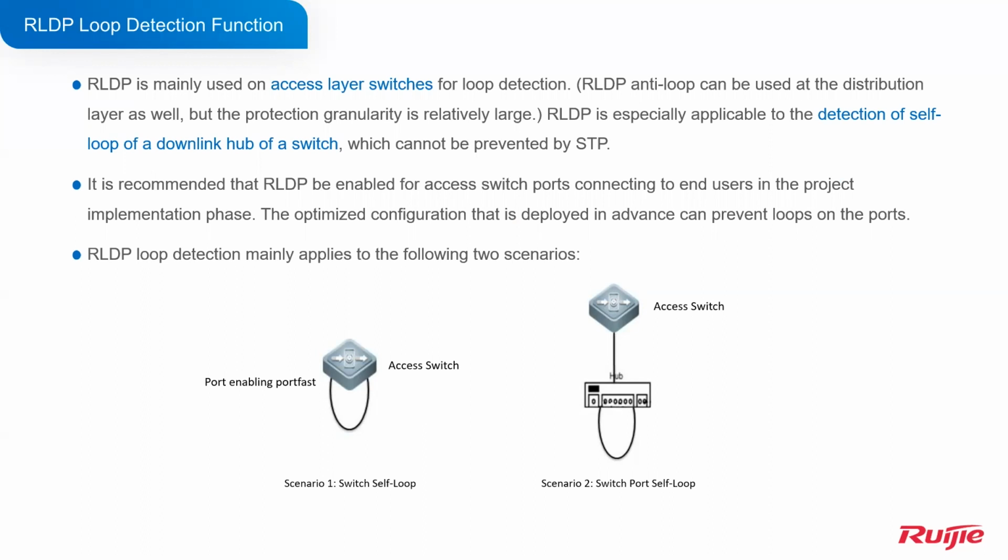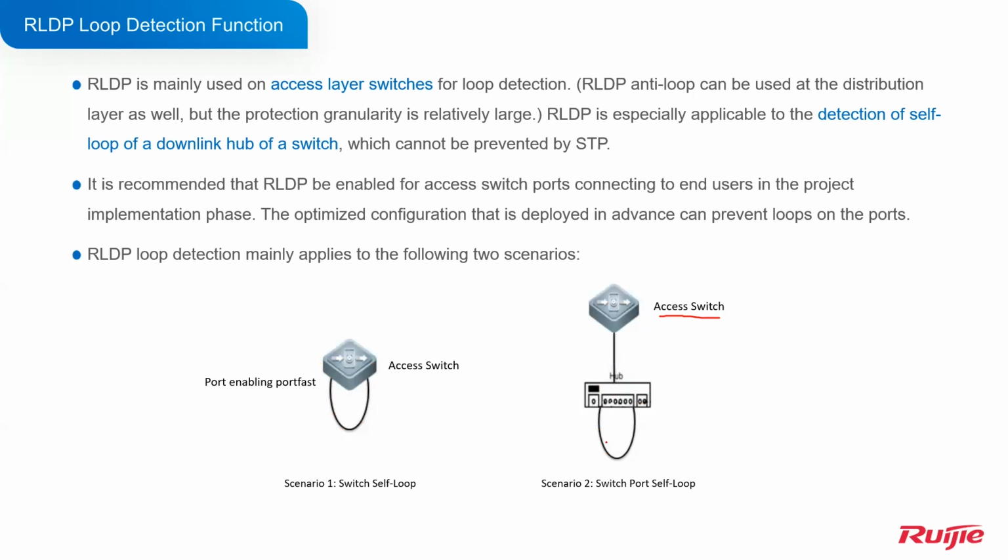But some of the loops in the switch network cannot be prevented by STP. For example, as you can see here, if I use a cable to connect two local interfaces on an access switch, or you can see an access switch is connected with a hub, and I use a cable to connect two local ports on this hub. In this way, we can use RLDP to detect the loop in these scenarios and to prevent the loop.